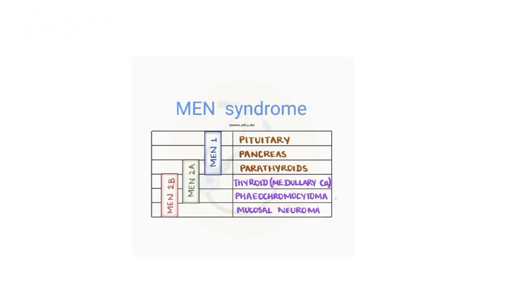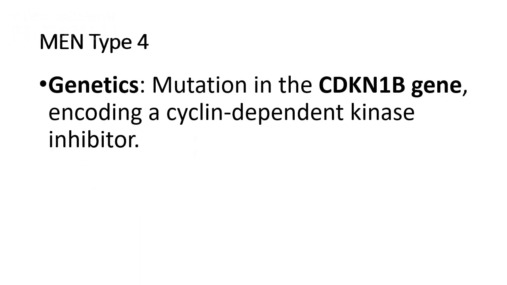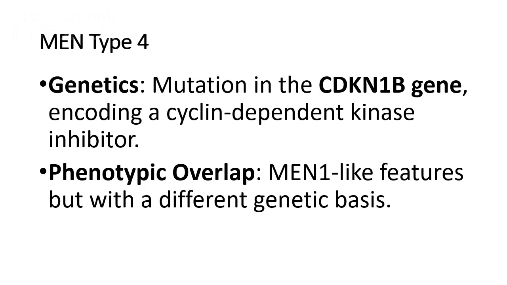This diagram provides an overview of the organs affected by different types of MEN syndromes, highlighting the complexity and variety of tumors involved. MEN4 is caused by mutations in the CDKN1B gene, encoding a cyclin-dependent kinase inhibitor, and presents with MEN1-like features but with a different genetic basis.